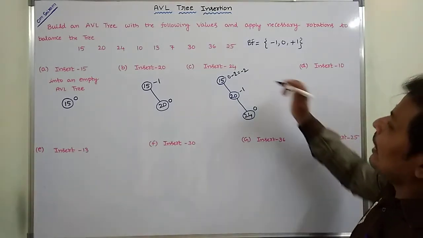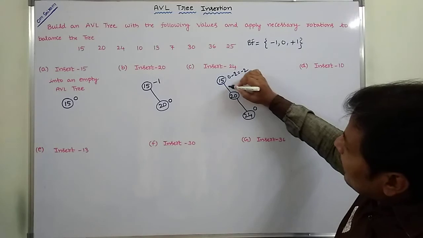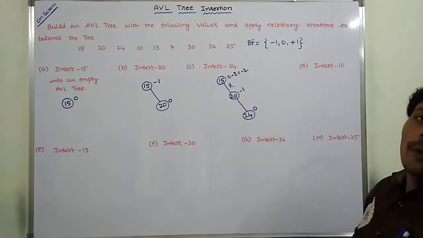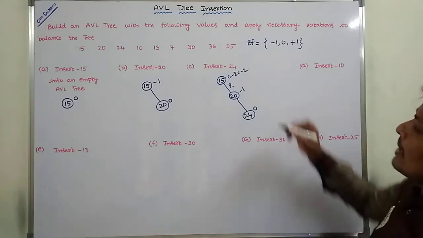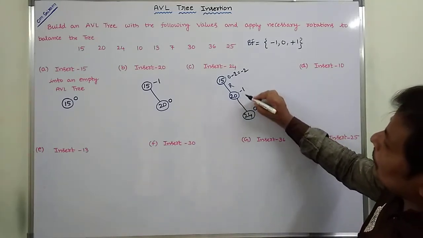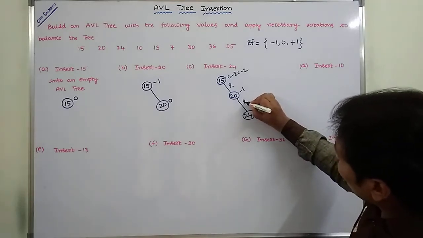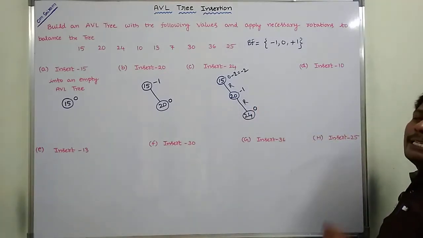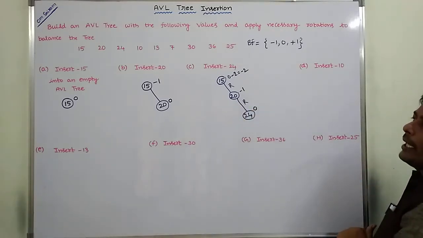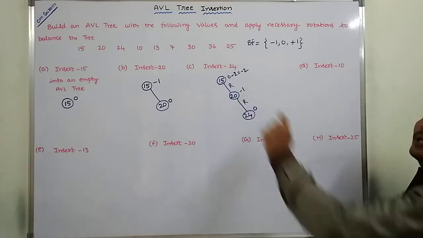Okay, so here we are inserting element 20 at the right of 15, so we go to the right subtree. Next, element 24 is inserted at the right of 20. So we are getting right of right. The insert operation is done right of right. Okay, so this is an RR case that we are getting.